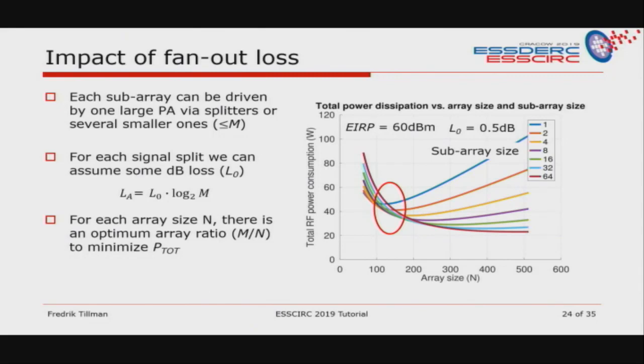Now we consider LA, meaning the split loss, and that has an M dependency. When you go to very few elements, where you have this dominating effect of the PA part of the equation, this LA factor will have a big impact for the larger subarrays, since you have to do a lot of splitting. Therefore, the whole curve is shifted to the right, and for each array size you see that there is an optimum subarray size.